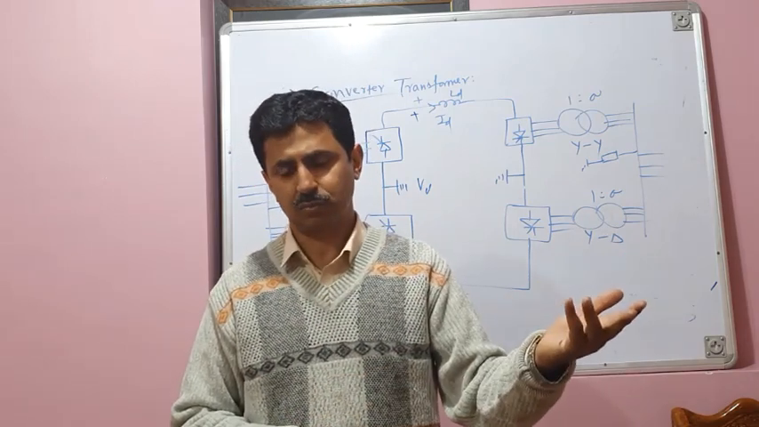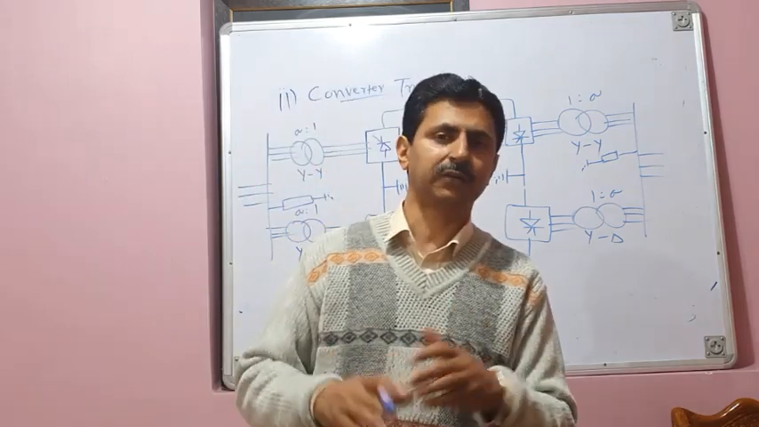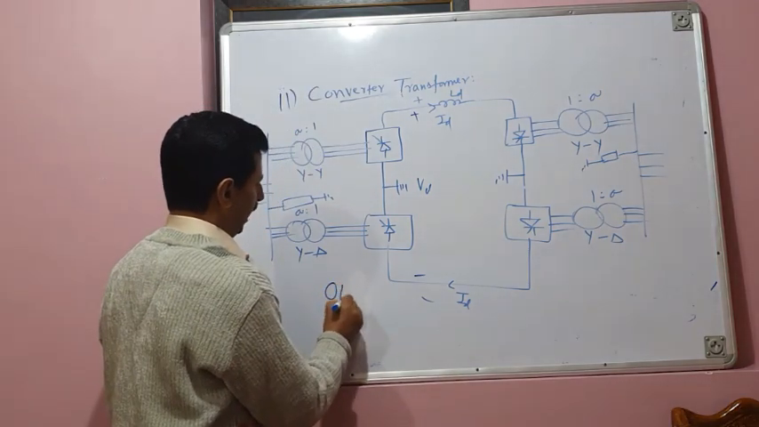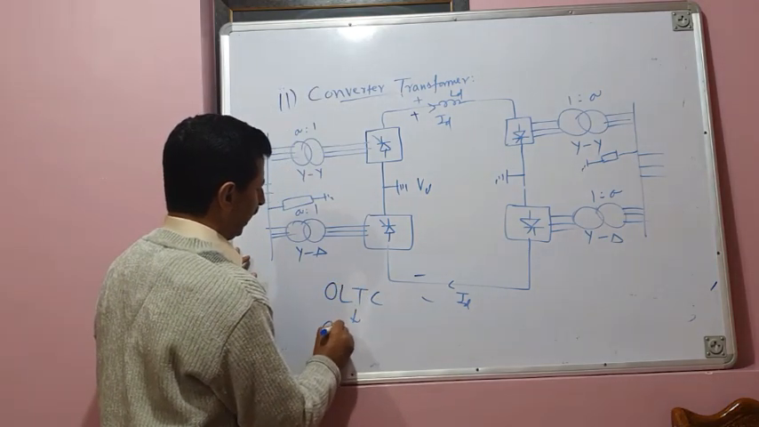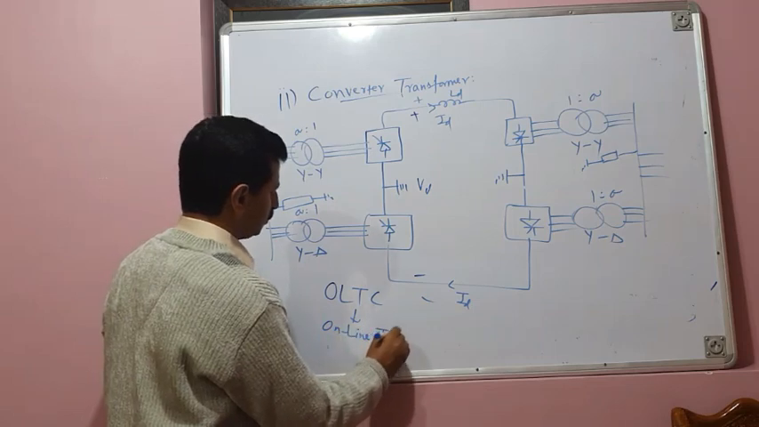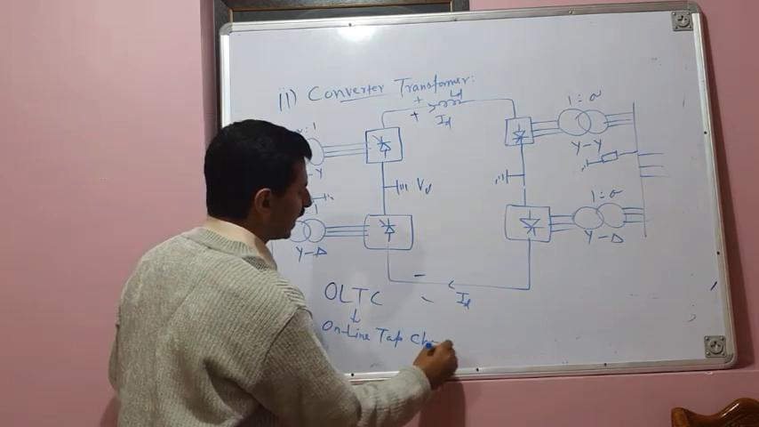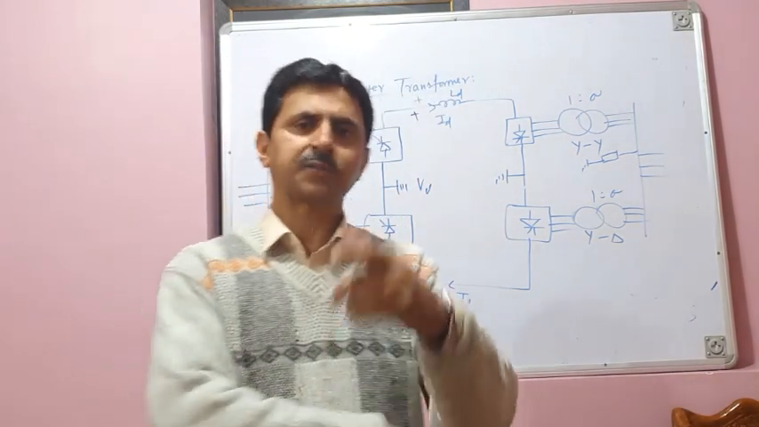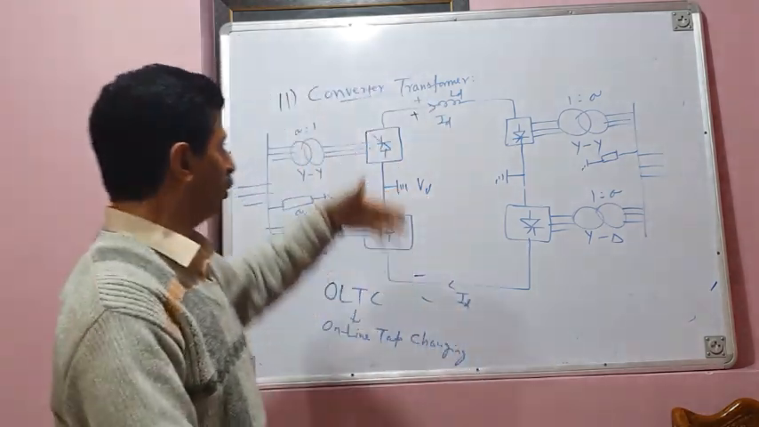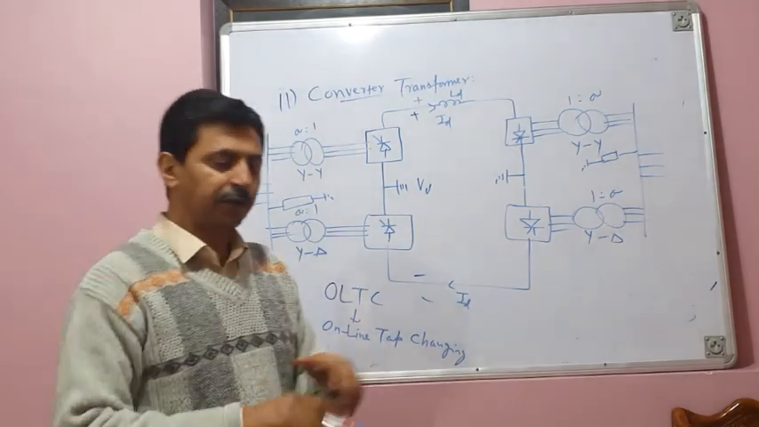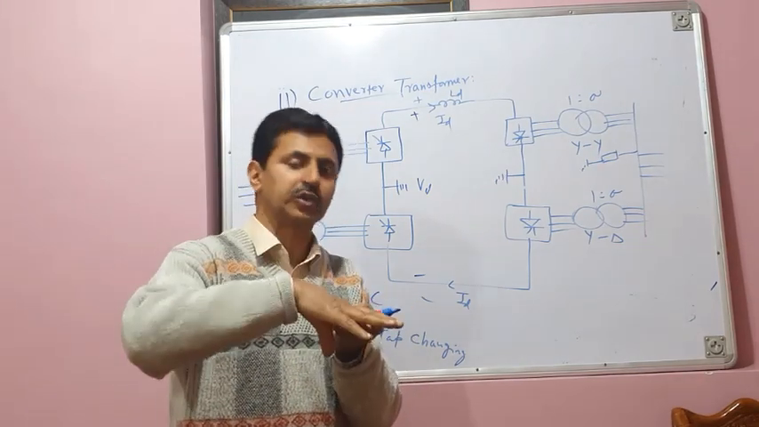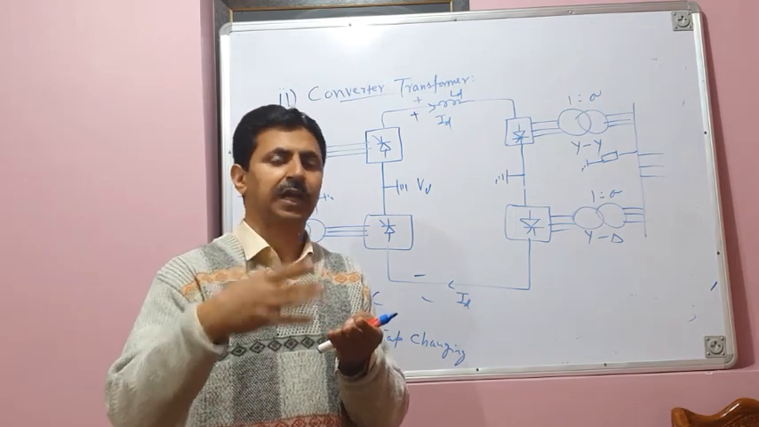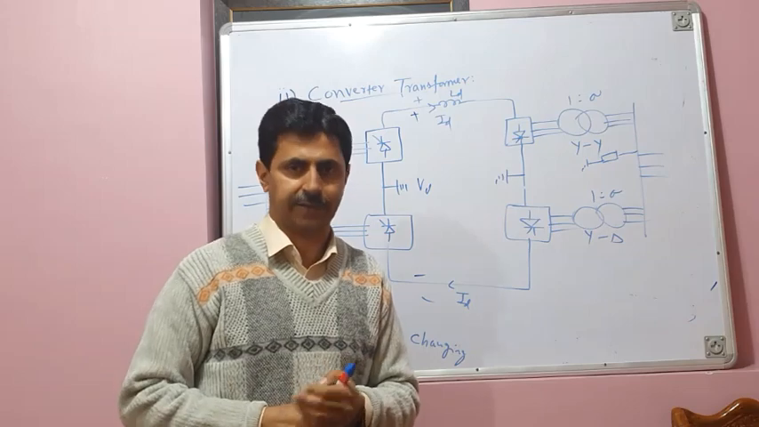Transients also it has to take care of, and it should have the arrangement for online tap changing. We call that OLTC. OLTC means online tap changing. These are not simple transformers, these are tap changing transformers, online tap changing transformers. Now, as far as these transformers are concerned, they are high voltage transformers, and you cannot put the winding very close to the yoke of the transformer. The winding has to be properly insulated because of very high voltage stress across the windings.